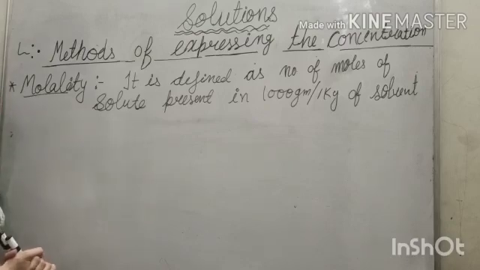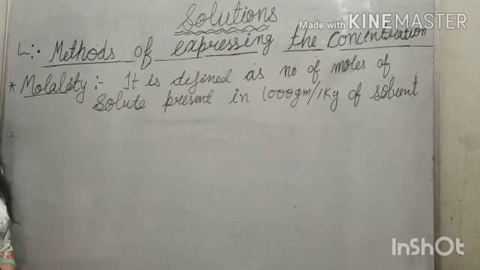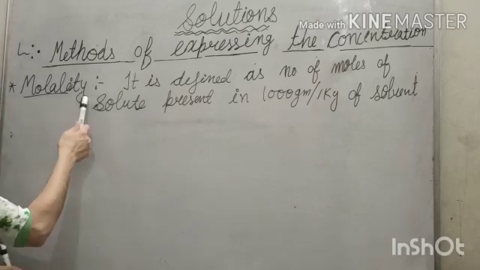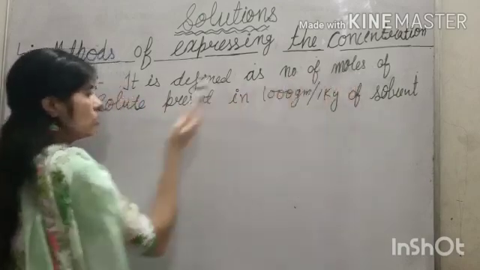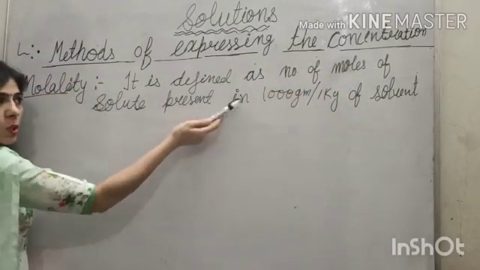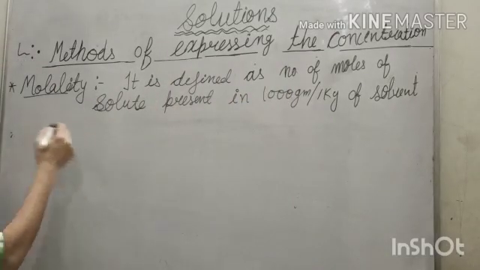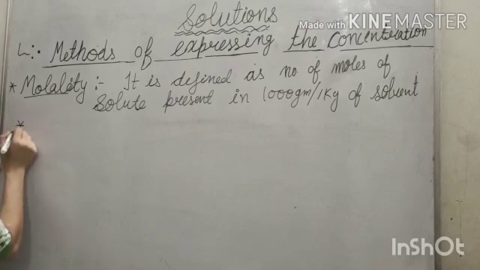Concentration, that is molality. Molality is another method of expressing the concentration in terms of solvent, or we can say how much amount of a solute is present in a given solvent. So, molality is defined as the number of moles of solute present in 1 kg of solvent. And molality is denoted by small m.